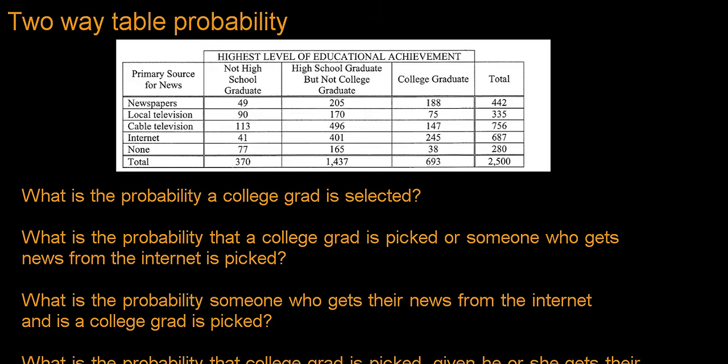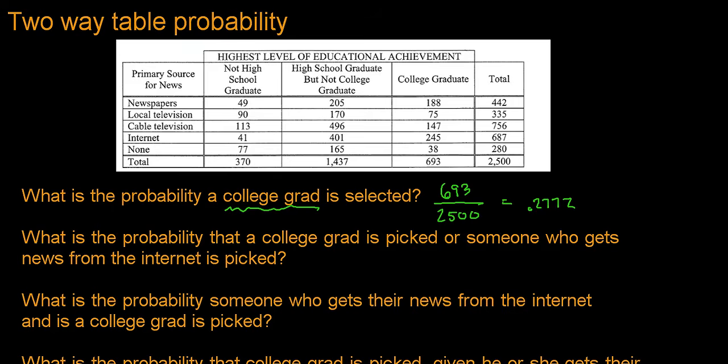All right, first question is, what is the probability a college graduate is selected? All right, I want to choose a college graduate. That's the only thing mentioned in this problem. So how many college graduates are there? Well, if I look at the college graduate column, there are 693 college graduates divided by 2,500 total people to pick from. There's my answer: 693 divided by 2,500. And you get 0.2772. So that's a 27.72% chance a college graduate gets picked.